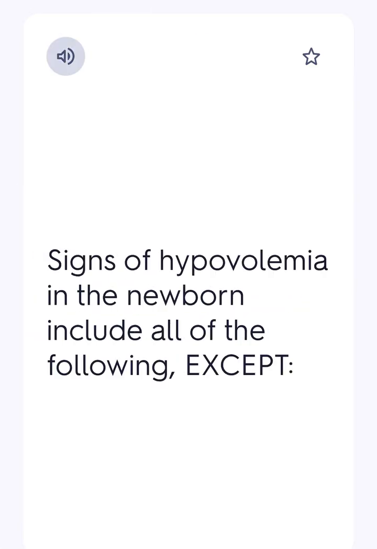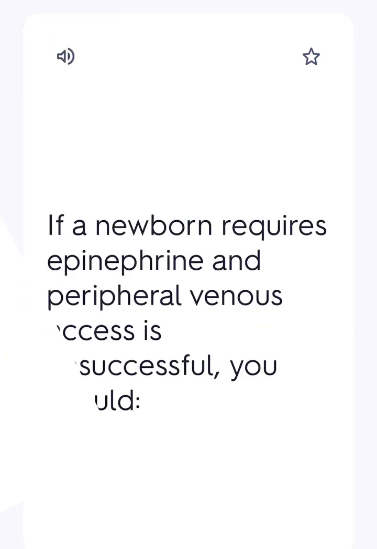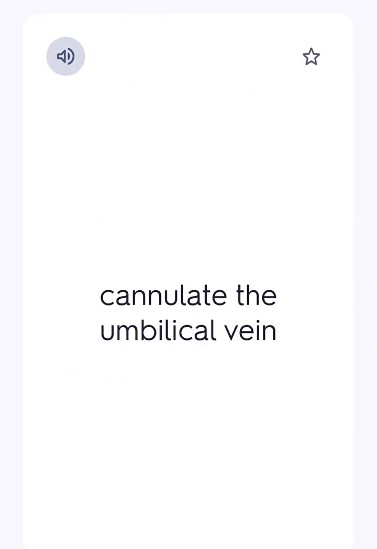Signs of hypovolemia in the newborn include all of the following except persistent acrocyanosis. If a newborn requires epinephrine and peripheral venous access is unsuccessful, you should cannulate the umbilical vein.